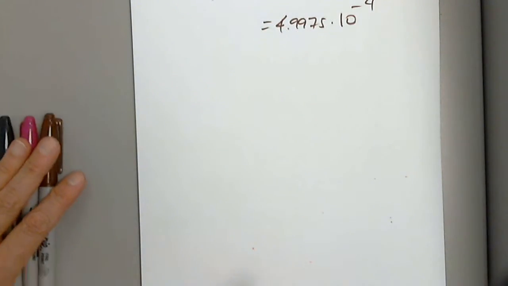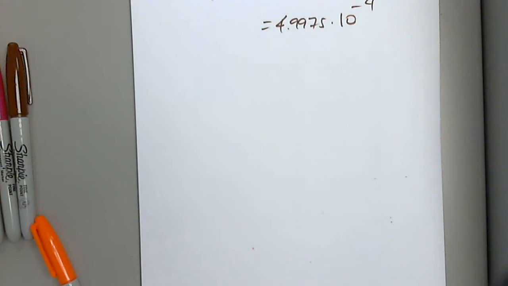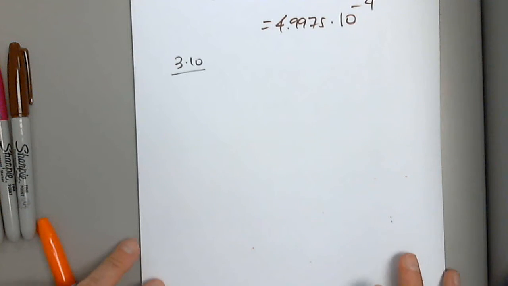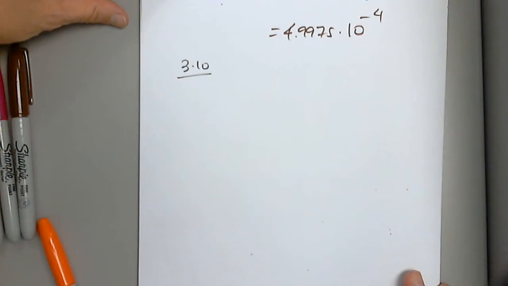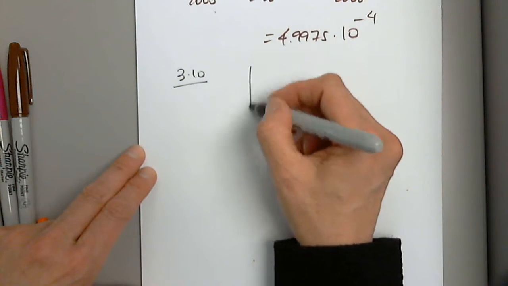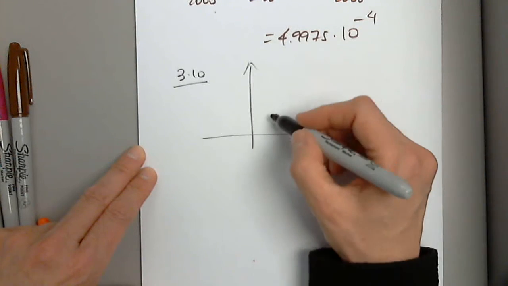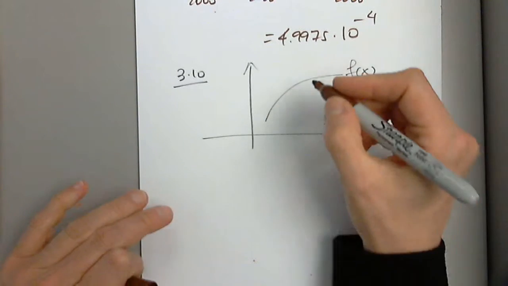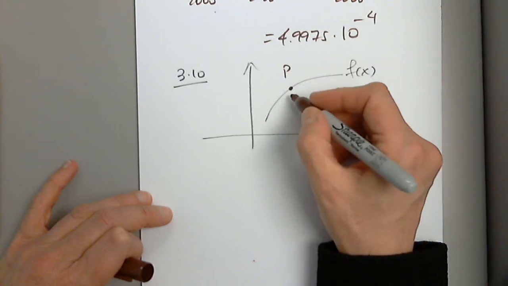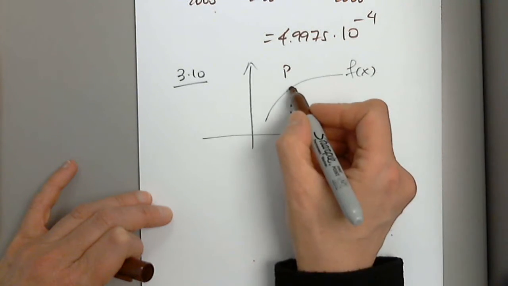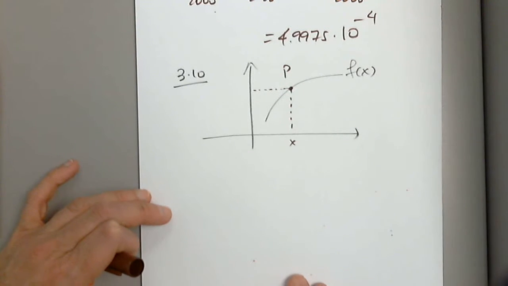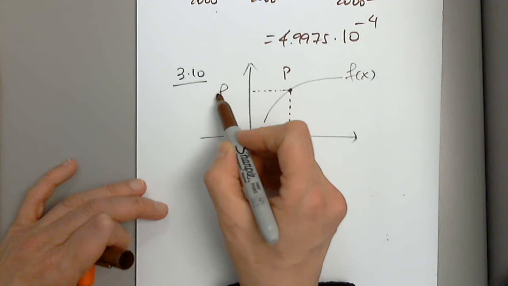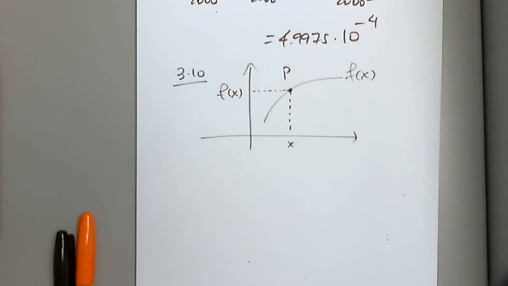Anything else here? We have one more little piece from 3.10, and then we'll look at 3.11. So let's go back to our graph. Of course, this is f of x. Of course, this is P with x, and what is the y value? Excellent. F of x indeed.